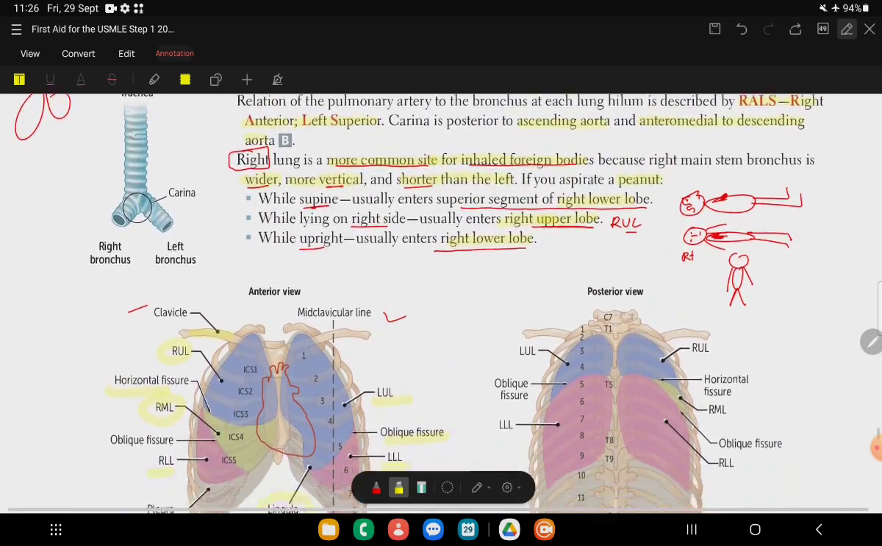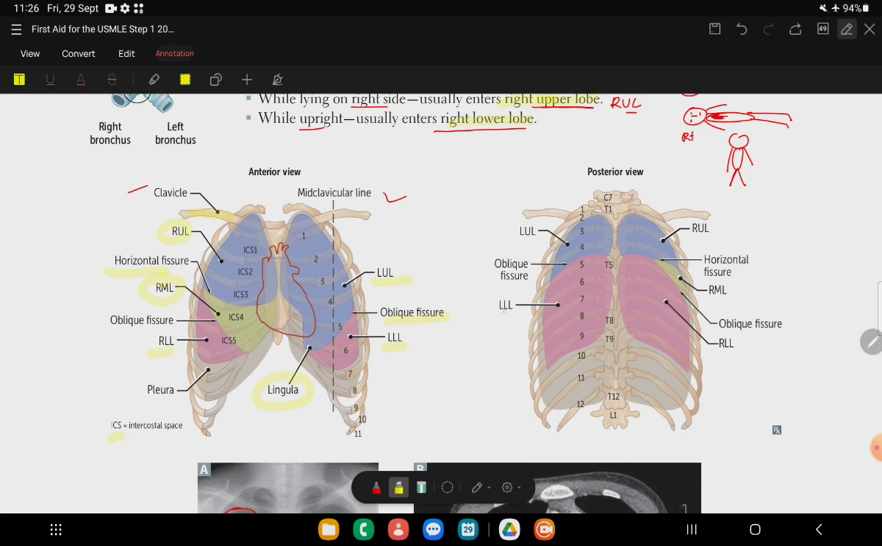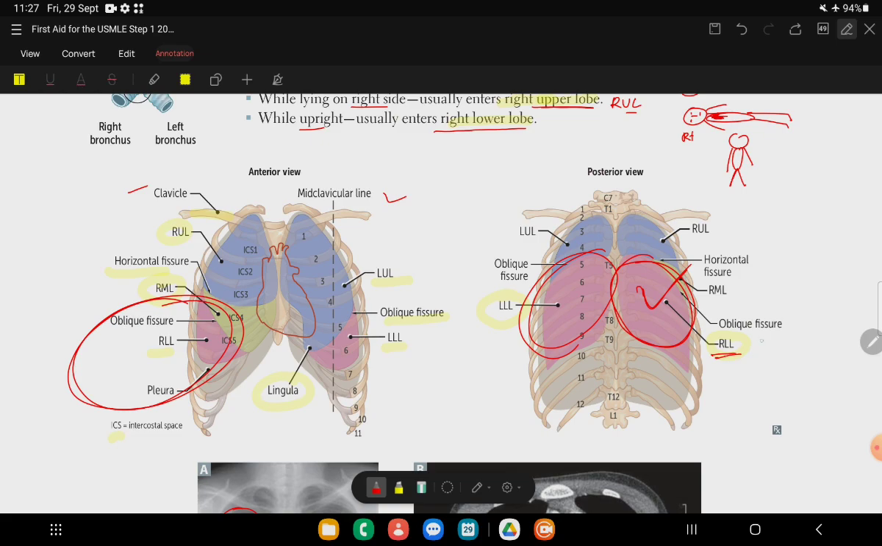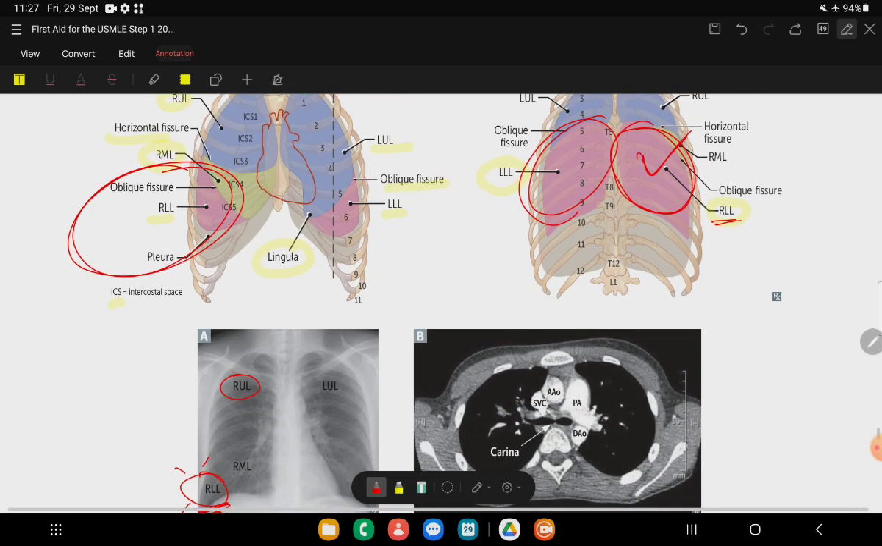Now going to the back side, in the posterior view, we have the left lower lobe and right lower lobe. That is why when you auscultate a patient with suspected pneumonia, or some sort of foreign body inhalation, we prefer to auscultate the front view. In the frontal view, our target is basically this zone. We are able to hear some sort of obstruction, or in the back side we prefer to check both sides. Most commonly the right lower lobe gets affected.